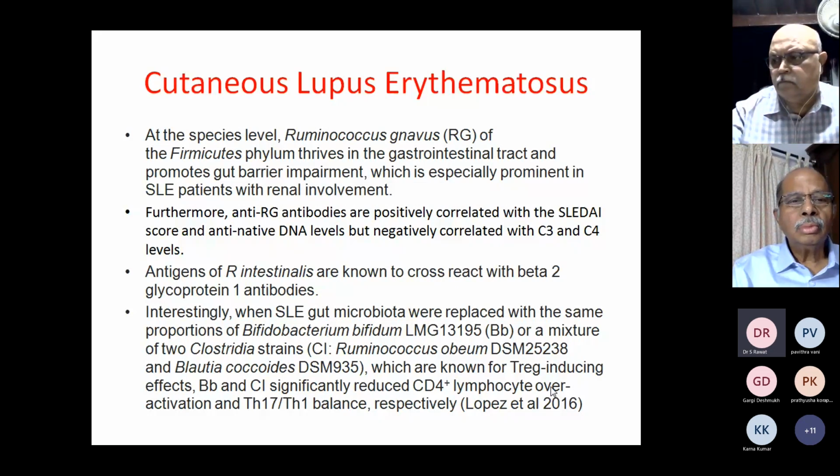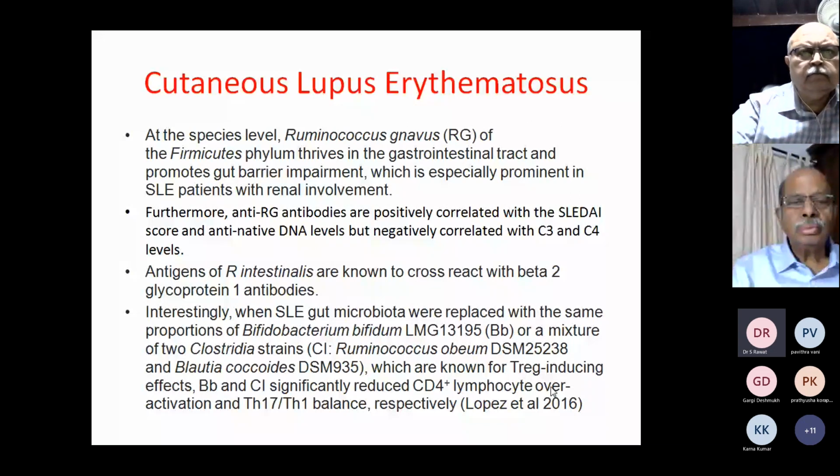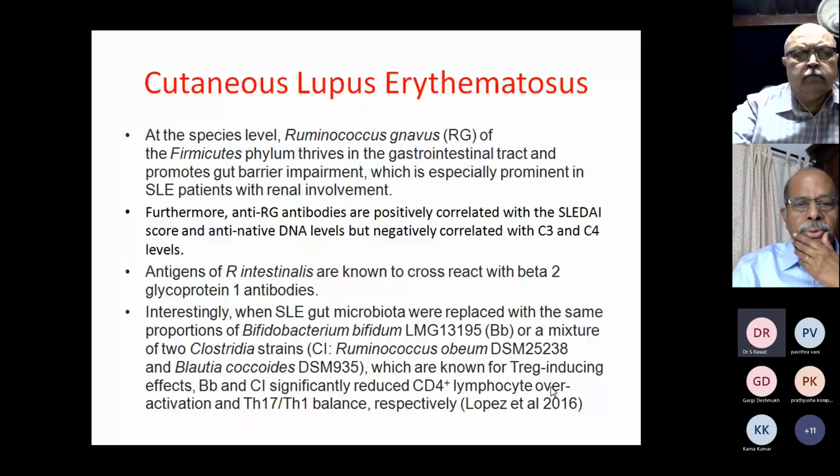Then not only anti-human antibodies, but anti-Ruminococcus antibodies are also present in these patients, and the disease index score, like the SLEDAI score, also has a correlation with these two antibodies, the anti-RG antibody and anti-native DNA antibody levels, and it is negatively correlated with the C3 and C4 levels.